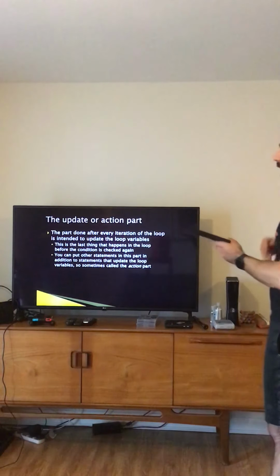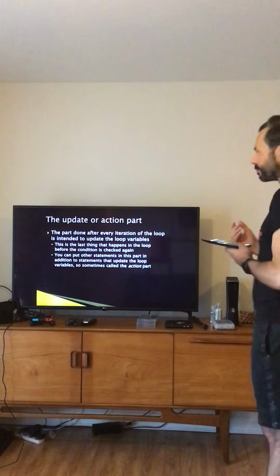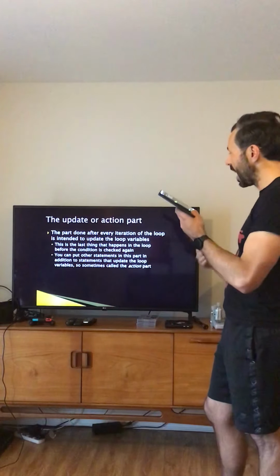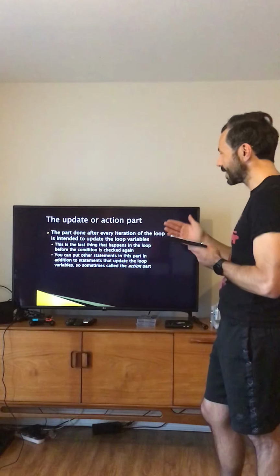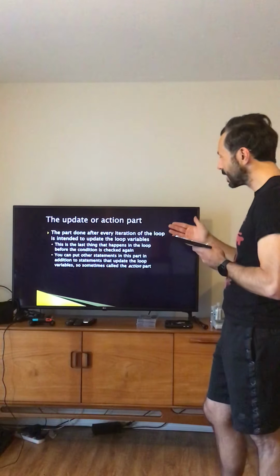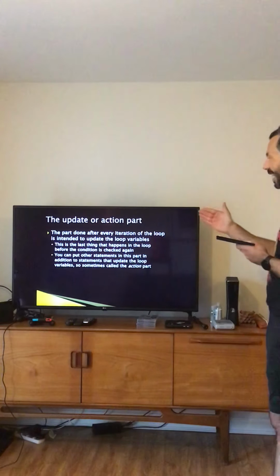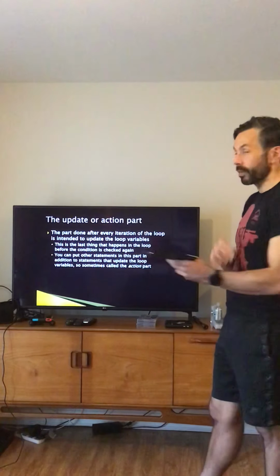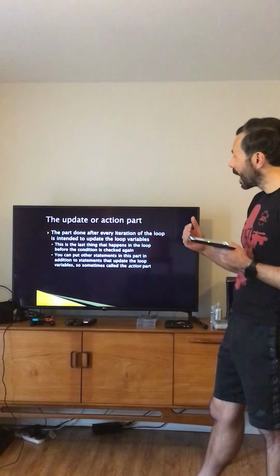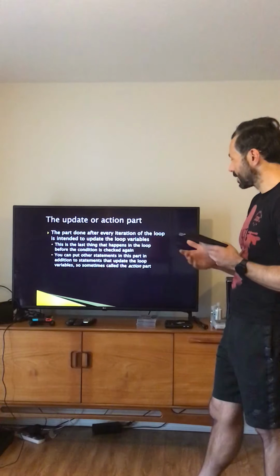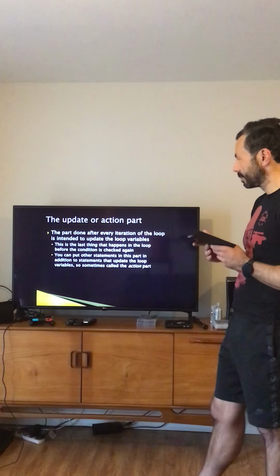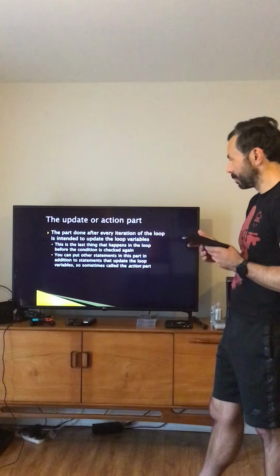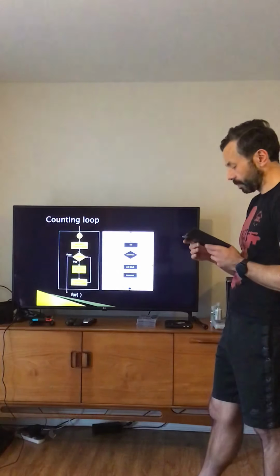So the update or action part, the part done after every iteration of the loop. This is intended to update the variable. It's the last thing that happens in the loop before the condition is then checked again. You can put other statements in this part in addition to statements that update the loop variables, so it's sometimes called an action part as well.